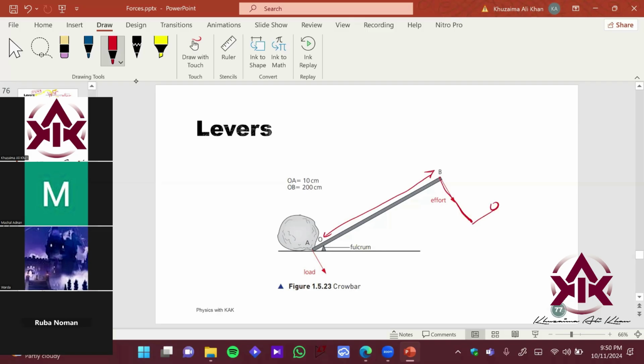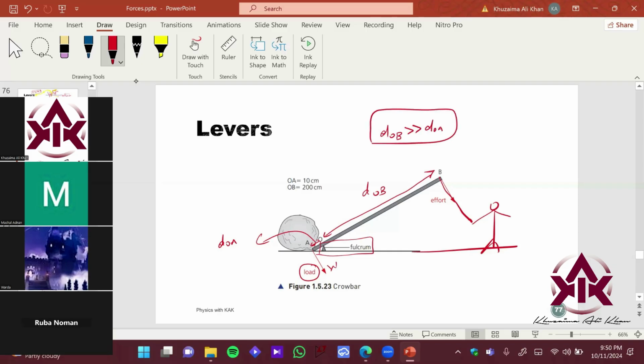And let's say Masha is standing over here, applying the force from here, and this is the distance OB. And this is the distance OA. Here is the load weight, let's say W, which applies a certain load force over here. This is the fulcrum which we saw in the last diagram. Just see this: distance OB is way bigger than distance OA.